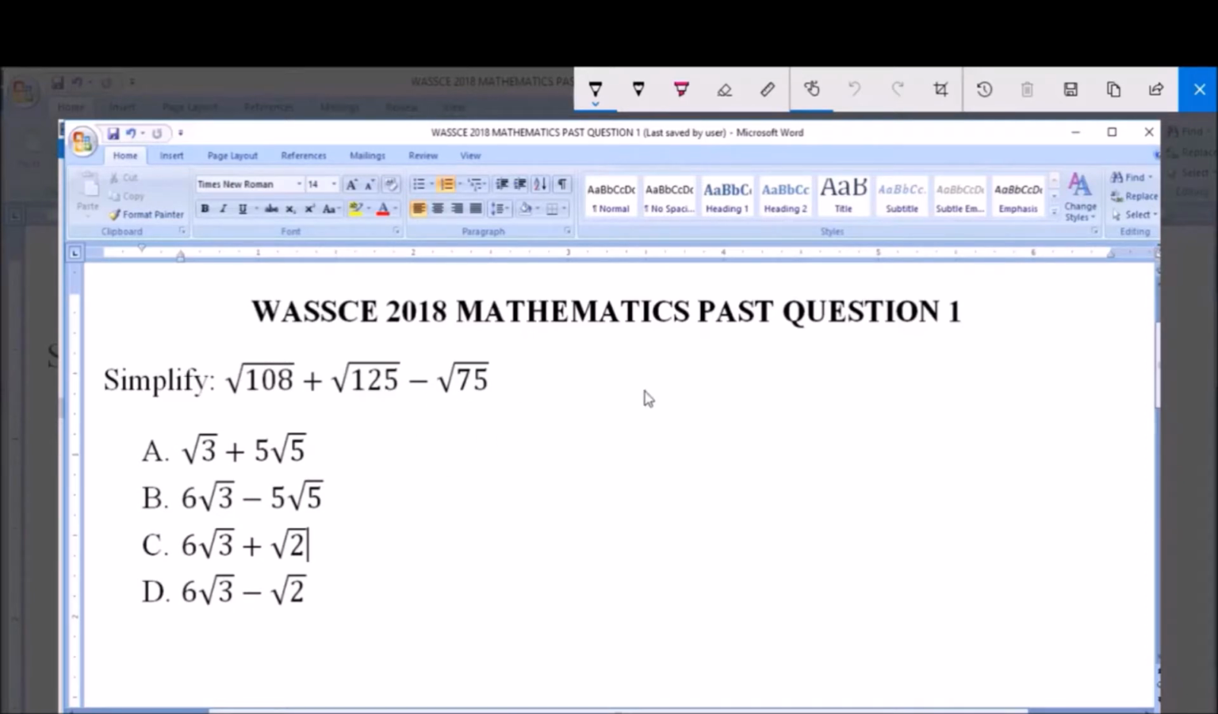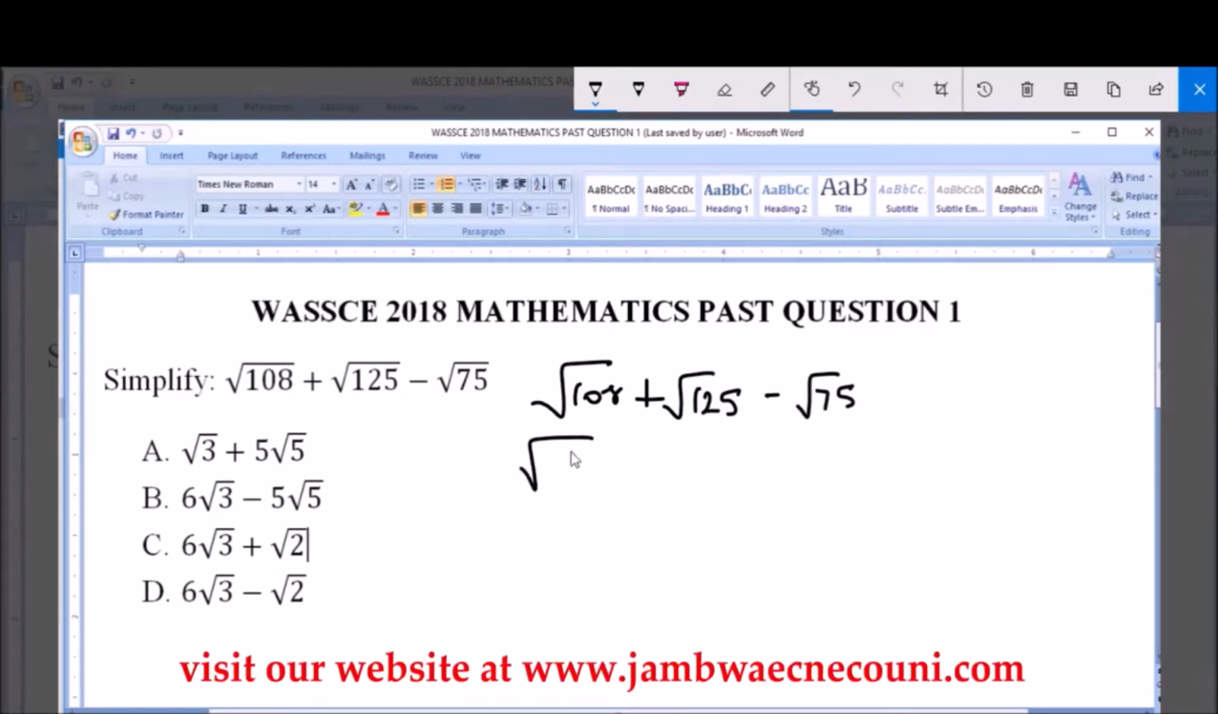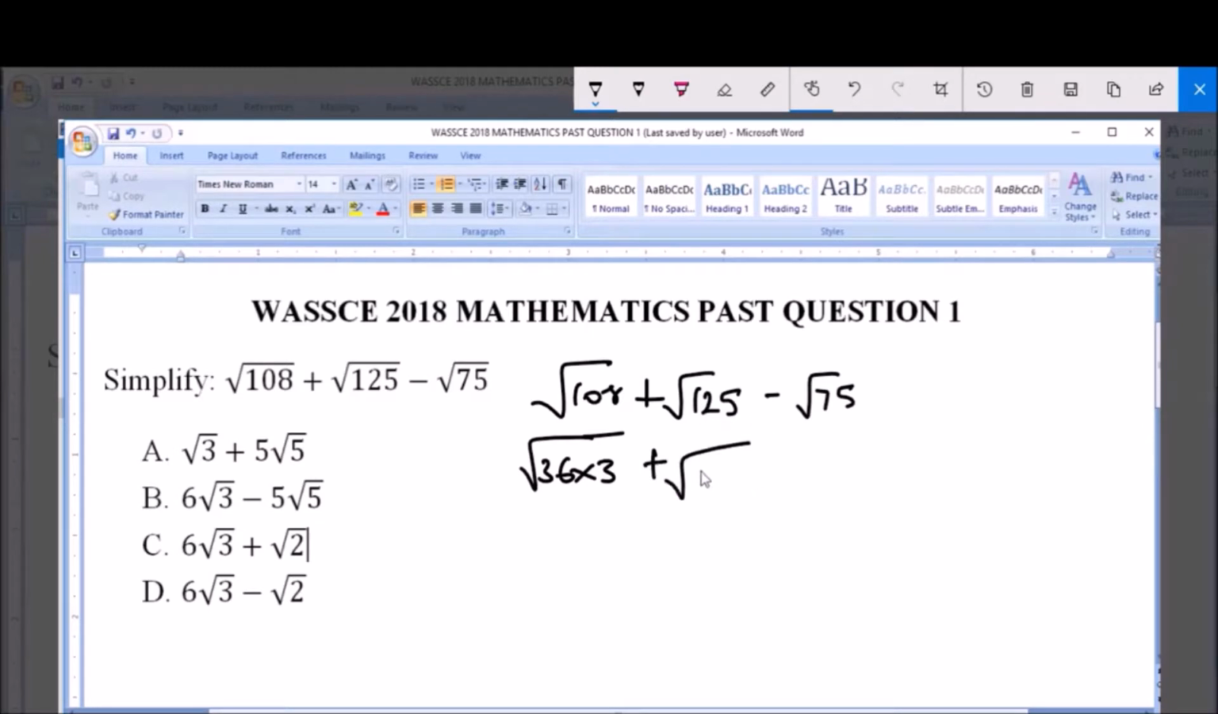Now this is a surd and we're asked to simplify this surd. So we're given root 108 plus root 125 minus root 75. Now root 108 can be expressed as root 36 multiplied by 3, plus root 125 can be expressed as 25 multiplied by 5. Now if you look at this, we are trying to express these numbers as a product of a perfect square. If you look at 36 here, 36 is a perfect square. Likewise 25 is a perfect square.